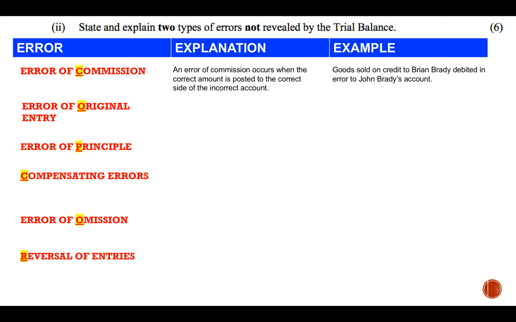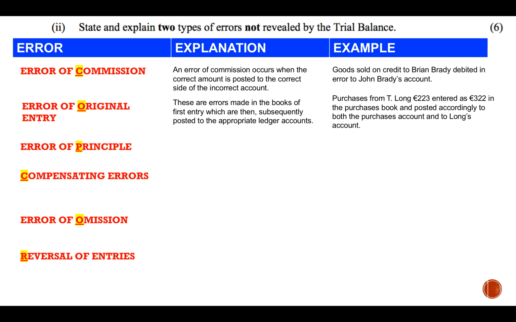Next we have error of original entry. These are errors made in the books of first entry which are then subsequently posted to the appropriate ledger accounts. Example, purchases from T Long, €223, entered as €322 in the purchase book and posted accordingly to both the purchases account and to Long's account.